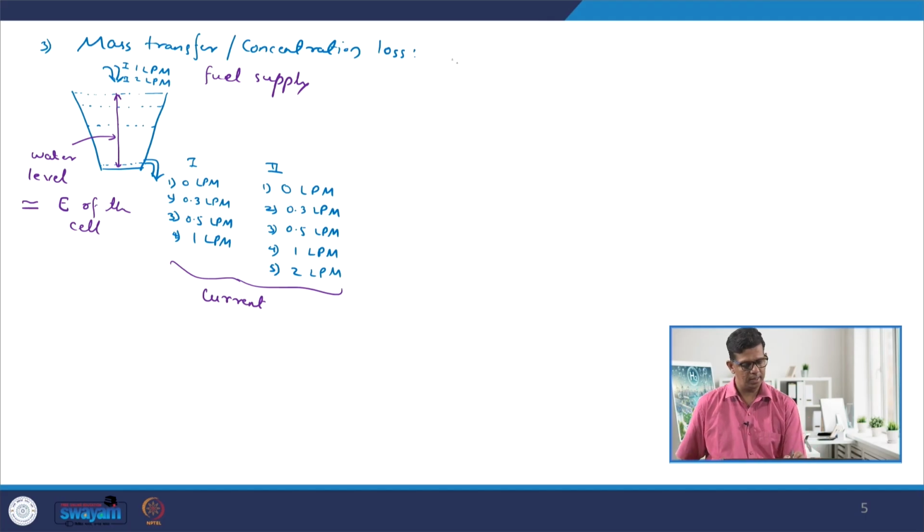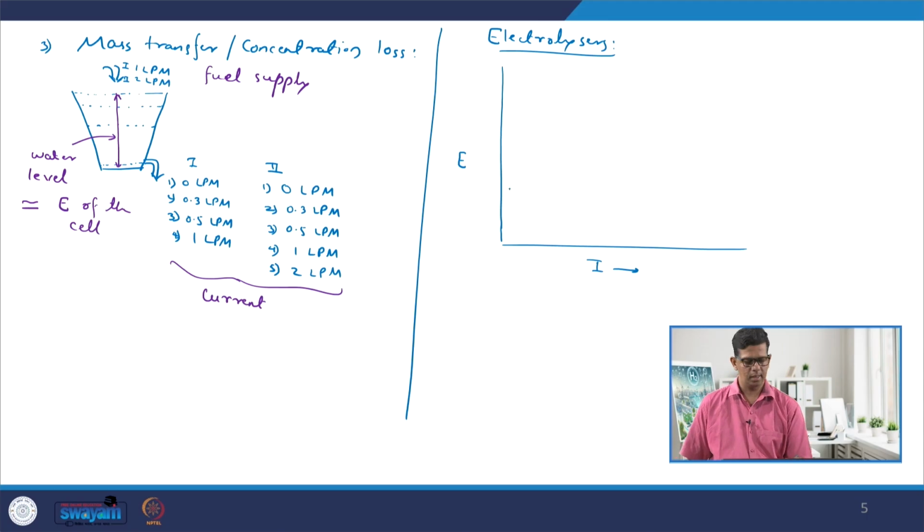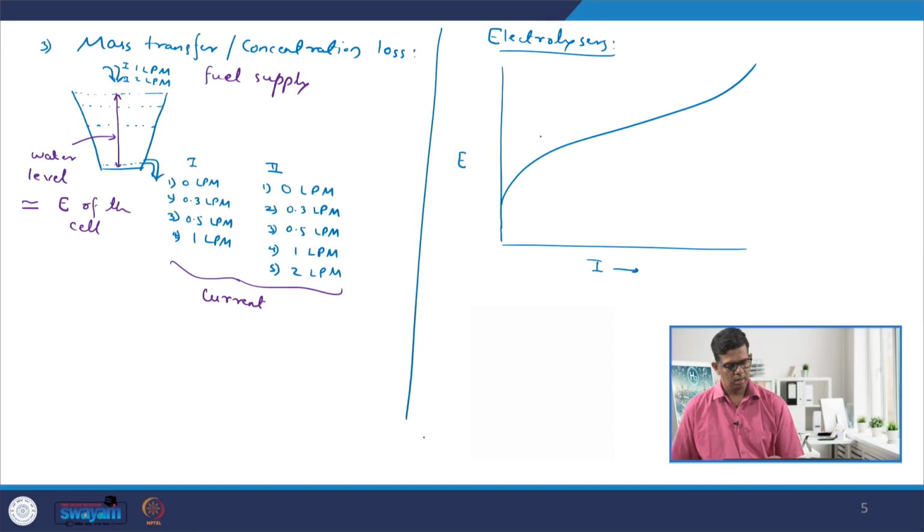In case of electrolyzers, let me explain a bit about electrolyzers. I am not concerned, as of now, with what type of electrolyzer we are dealing with. Any electrolyzer will have a current-voltage characteristic curve. So, this is my current and this is the potential. This is exactly reverse in case of electrolysis. So, the performance curve goes something like this. This also has 3 regions: region 1, region 2 and region 3.